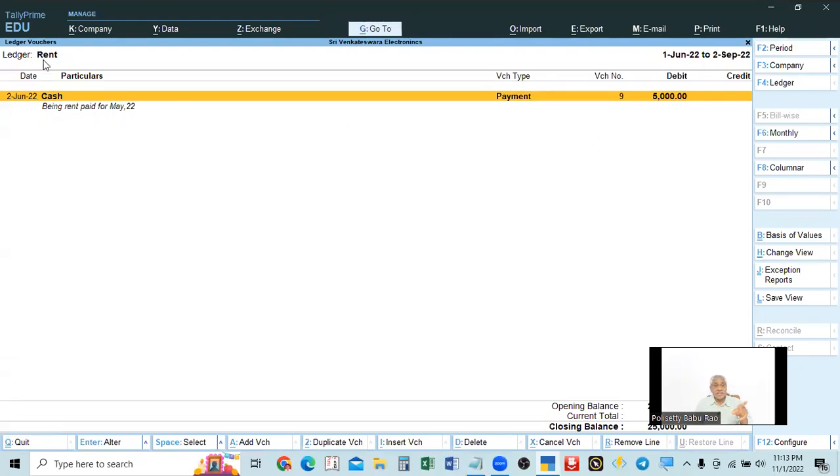See here, in the rent ledger, there is only one entry, so it is showing the narration. Suppose there are four or five entries, and you enable this, all the narrations for all the entries will be shown. So here it is okay.